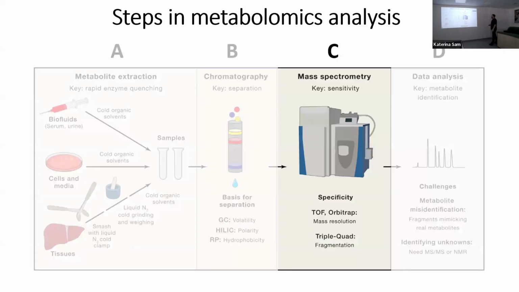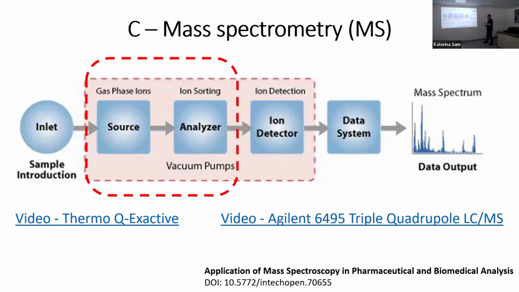Next part is the mass spec analysis. Mass spec analysis is separated into four parts. First, it's the source, because the mass spec measures only ions, not neutral molecules, only ions. And this is the reason why on the first step we need to ionize the sample. Second, it's the analyzer, for the separation of the molecules, and the last part is the ion detection and data system for the evaluation of the data.